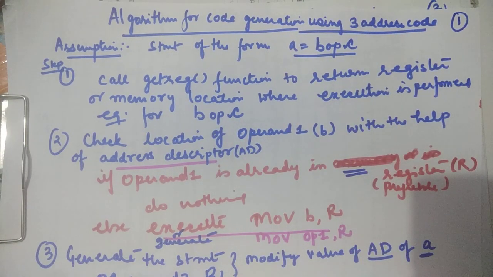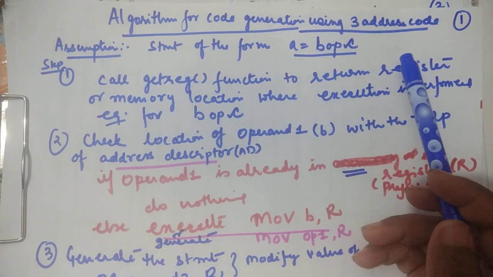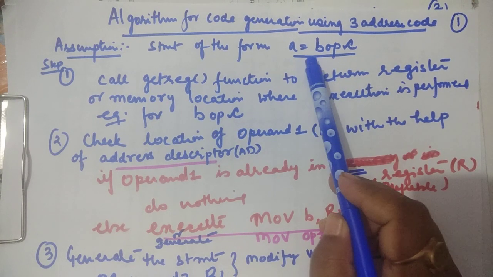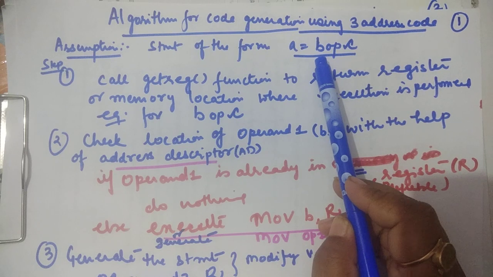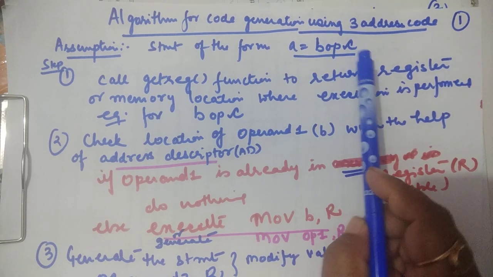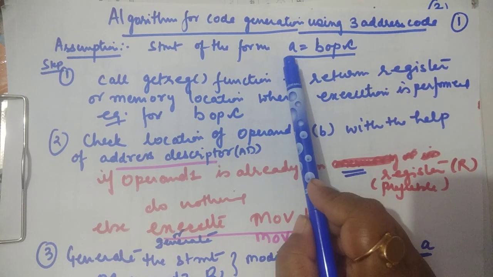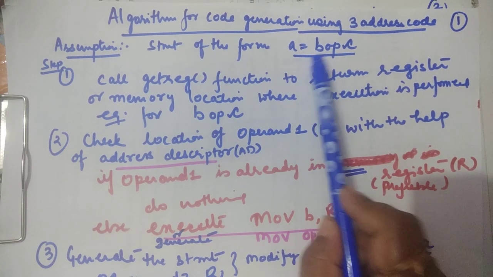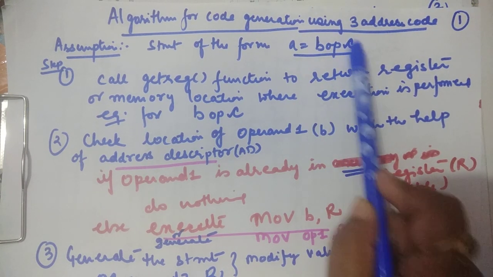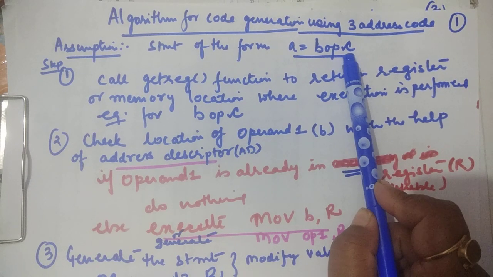First, we are going to assume that whatever input we give to our code generator is in the form A is equals to B operator C. Here we can consider B as operand 1, C as your operand 2, and A as operand 3. So we have an expression like A is equals to B op C, and you know that this is in the form of your 3 address code.